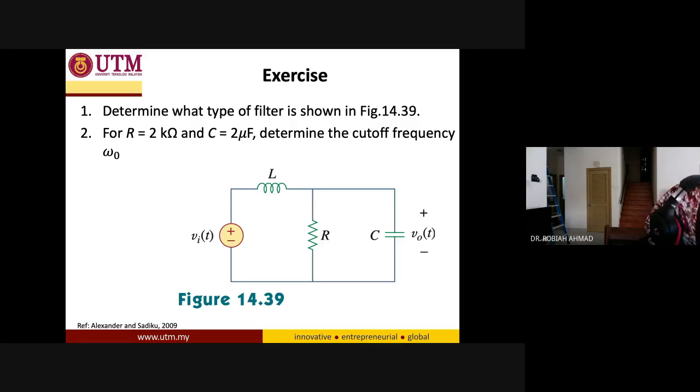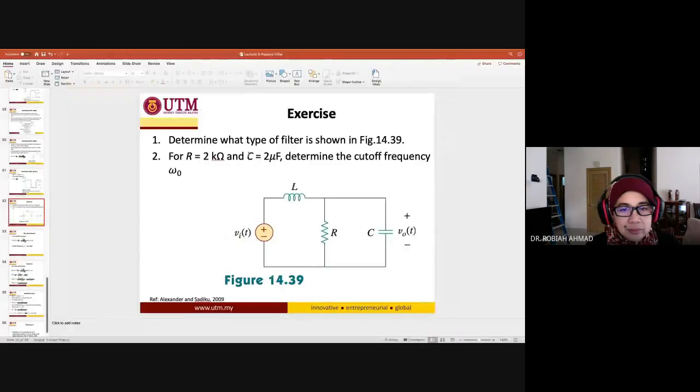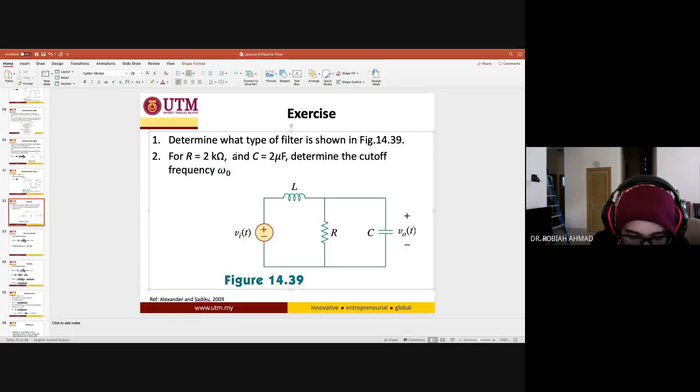I forgot to give the value of L. Okay, let's say everything we stick to 2. R is 2 kilo ohm and L is 2 Henry.